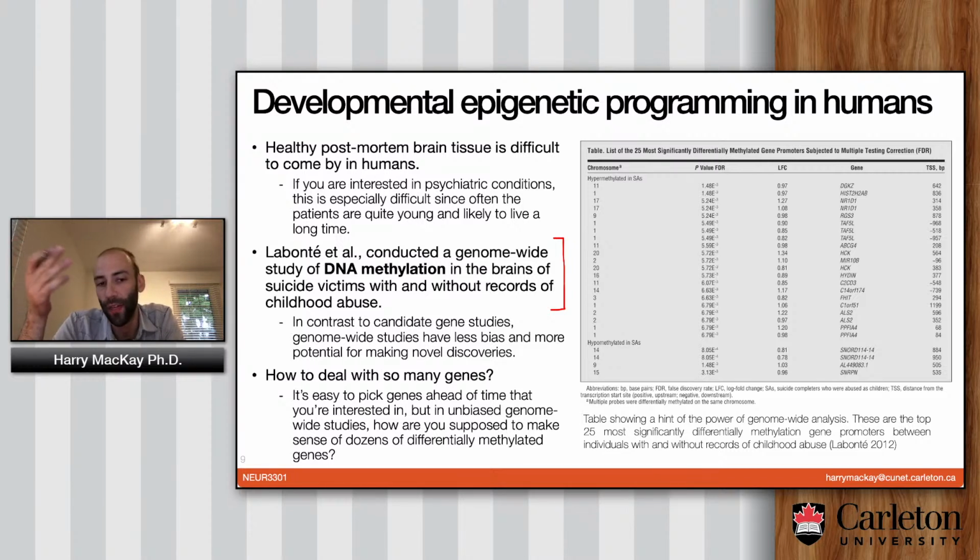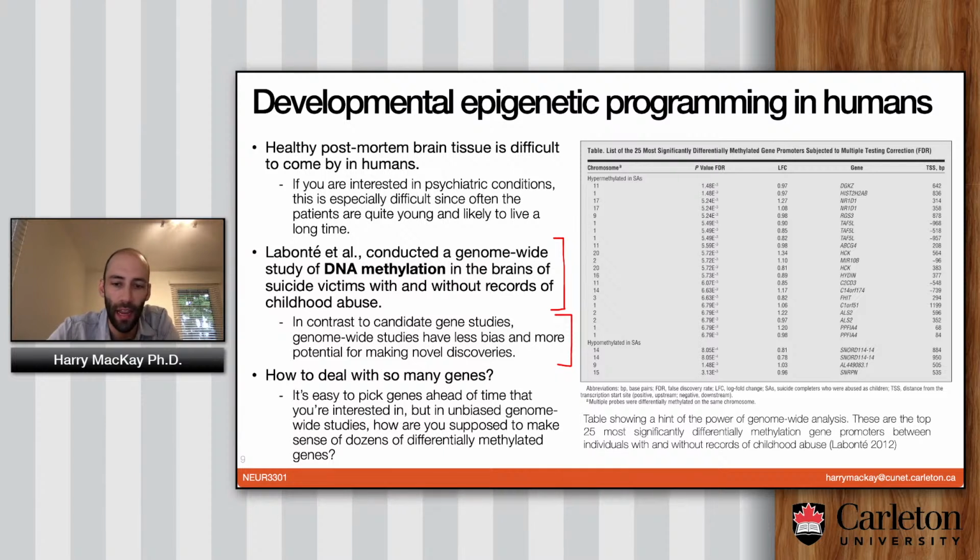And then the proxy for early life exposure to stress, or to variance in maternal care, was records of childhood abuse. So by comparing suicide victims with and without childhood abuse, you can look at a bunch of regions that are differentially methylated in the brain and make determinations about what epigenetic things might be happening there.